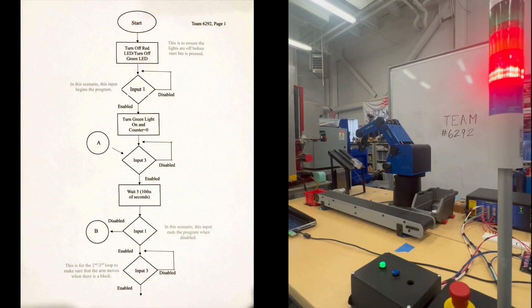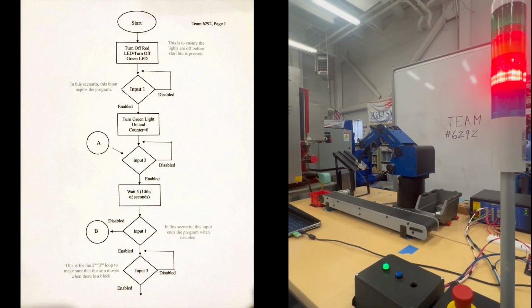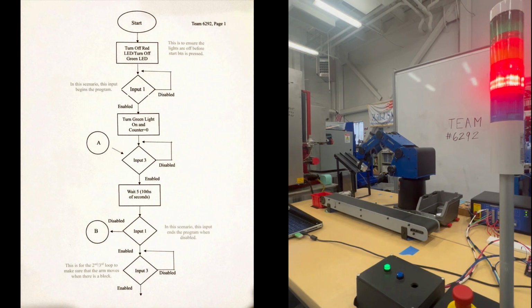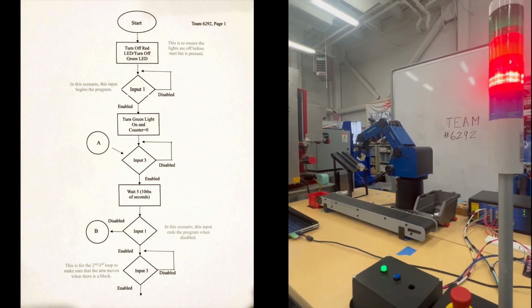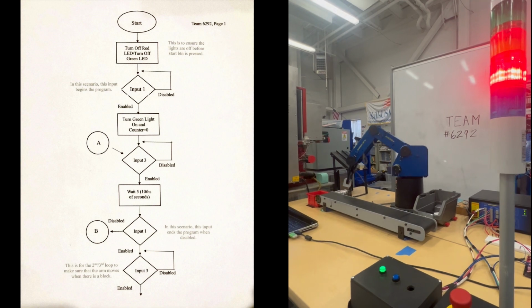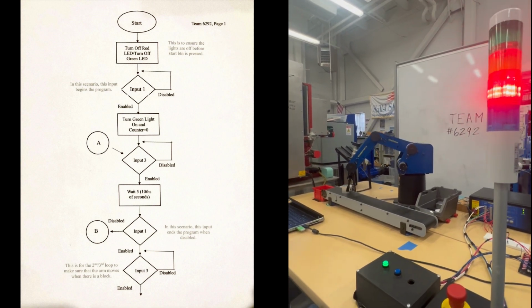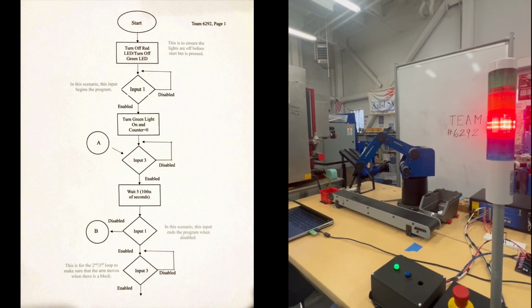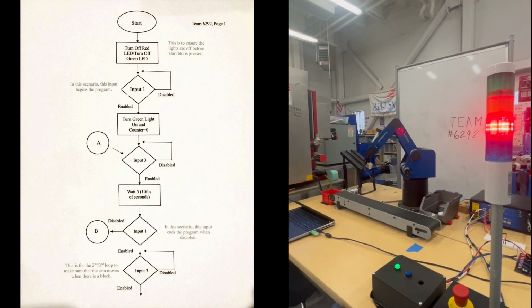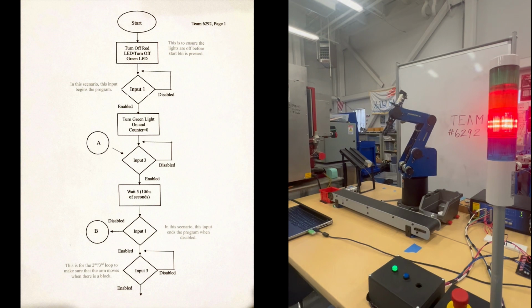Continuing on, input 3 is the limit switch. If the limit switch wasn't there, the robot would not be able to detect whether or not a block is there in order to continue the program. After input 3 is enabled, the robot will wait for the operator to press input 1 in case of emergency. If input 1 is disabled, it will automatically end the entire program. Input 3 is also for the second and third loop to make sure that the arm moves when there is a block.